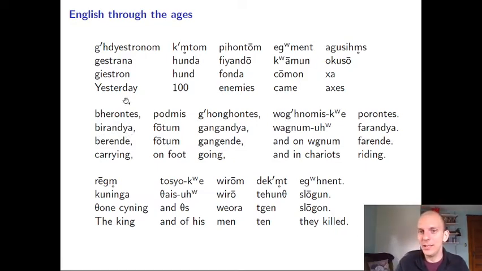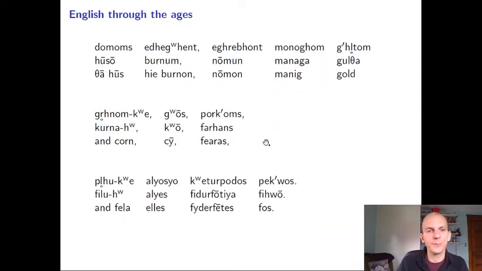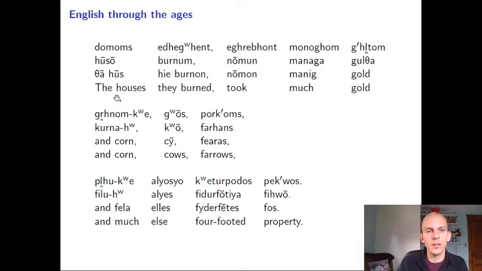Now we can see what it looks like, right? So here we have our final passage. It goes like this. Yesterday, 100 enemies came, axes carrying, on foot going, and in chariots riding. The king and of his men 10 they killed. Boom. The houses they burned, took much gold and corn. Told you we had gold and corn in there. Cows, pharaohs, and much else four-footed property.